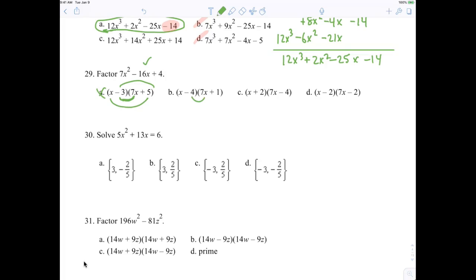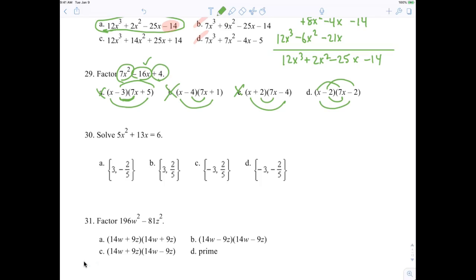So now again, this is negative 28 plus 1. Is that 16? So that's not the answer. That's 14, and that's 4. Is that the answer? No. So let's double check here. Negative 14x, negative 2x makes negative 16x. X times 7x is 7x squared. Negative 2 times negative 2 is positive 4.